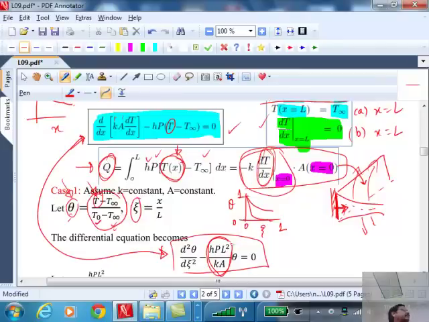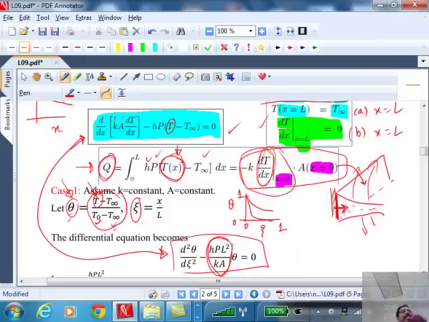How many of you can go from that step, the original equation here, to this equation using these two definitions? You want to take a try? Theta is T minus T infinity over T naught minus T infinity, so dT over dx would now become d theta over dx. Exactly, that's what you're going to do. But I want to make sure that everybody sees that.